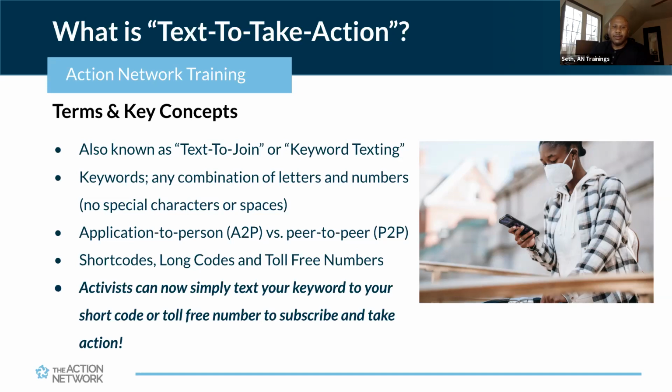So it's really powerful, really robust, and you can do it for your lists that are in Ackshun Network. Short codes, long codes, toll-free numbers, those are just different types of phone numbers you can use. Short codes are, as they sound, 5 to 6 digits, while toll-free numbers are 10 digits and considerably less costly to acquire. That's just something basic to know. But the most important concept to take away is that now we can use text to take action, or keyword texting, and it will function just like someone taking action online.